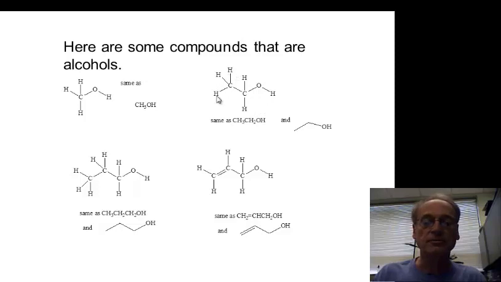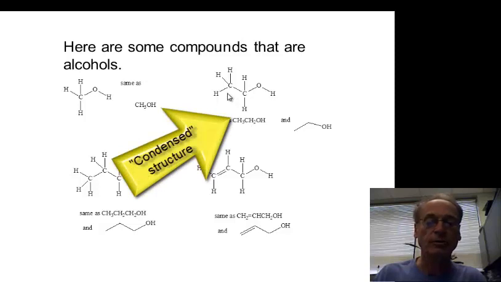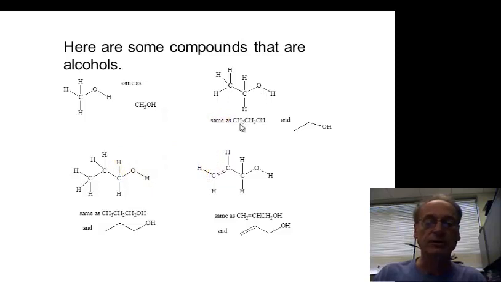Notice that this structure has 2 carbons, 5 hydrogens altogether, then an OH group. In other words, a carbon with 3 hydrogens called a CH3, then a carbon with 2 hydrogens, CH2, and then the OH. So CH3, CH2, OH. Again, this is the condensed structure. This compound is another example of an alcohol, not the same alcohol as this one over here.